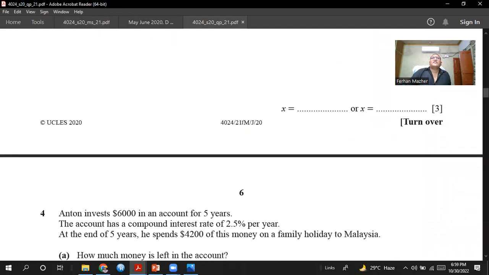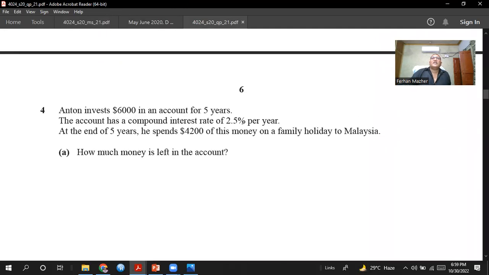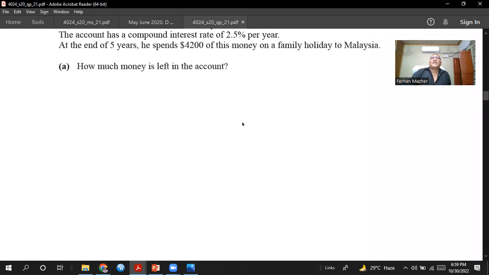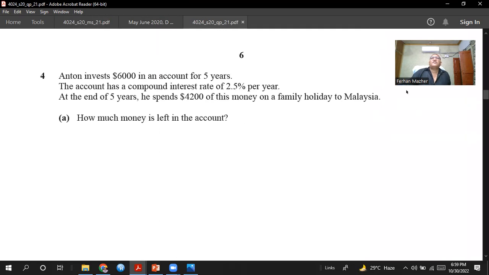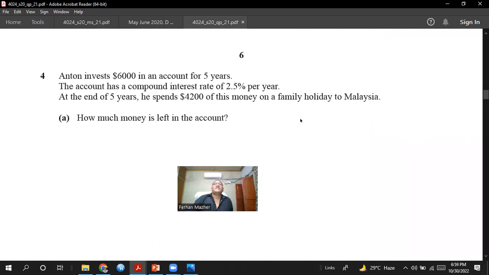So we are going to the next. This was a 3 marks question. Now again a 3 marks question, but this is question number 4. Anton invests $6,000 in an account for 5 years. The account has a compound interest rate of 2.5% per year. At the end of the 5 years, he spends $4,200 of this money on a family holiday to Malaysia. How much money is left in the account?